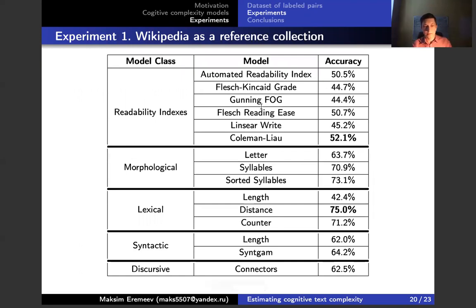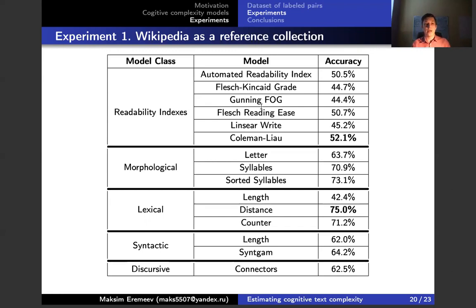Okay, so the experiment's results are indicated in the table. We use Russian Wikipedia as a reference collection for all models and compared previously proposed models with our novel ones. We use readability indices as baselines. For all models, we set gamma equal to the 95% quantile, and weights equal to the complexity score divided by the document length. So we obtained a kind of mean complexity score for each document.